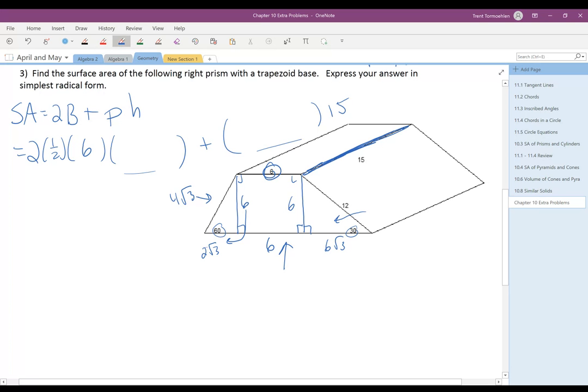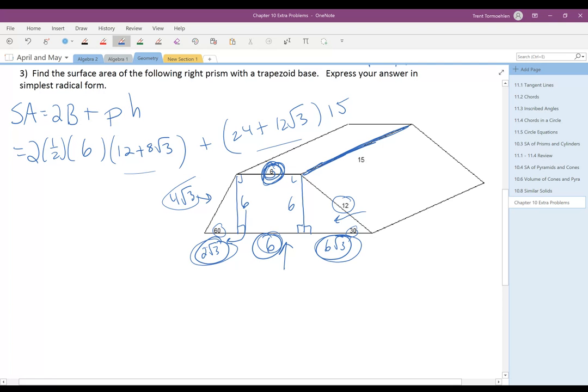The sum of the two bases is going to be 6 plus 2 root 3 plus 6 root 3, which turns out to be 12 plus 8 root 3. And then the perimeter of the base is going to be 6 plus 12 plus 6, which is 24. And then 6 root 3 plus 2 root 3 plus 6 root 3, which is 12 root 3.